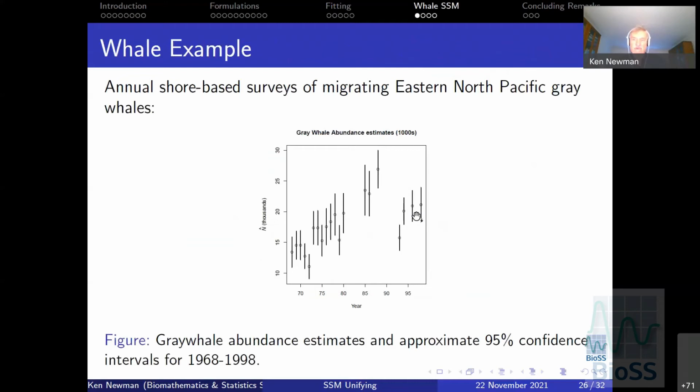Now here's an example I want to mention. This was some work that David Borchers and I did several years ago. The point of this example is to show what a difference it made to fit this data using a state space model and accounting for both kinds of data, in contrast to a non-state space model. These were counts or estimates of eastern North Pacific gray whales based upon shoreline observations. And these results were from sample surveys across time.